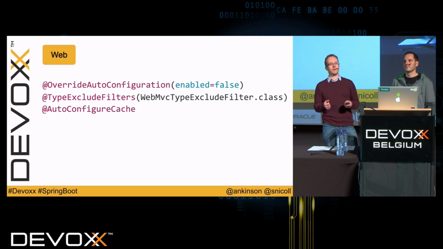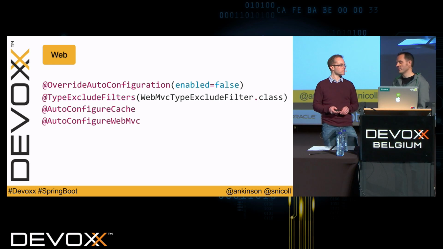So the auto-configure cache switches on caching, but with a no-op cache manager that just passes straight through to the thing that's being called. And you can customize that if you want. So if you want caching, there is a way to use auto-configure cache with a strategy, not to replace it, but to use the one that exists, if any.